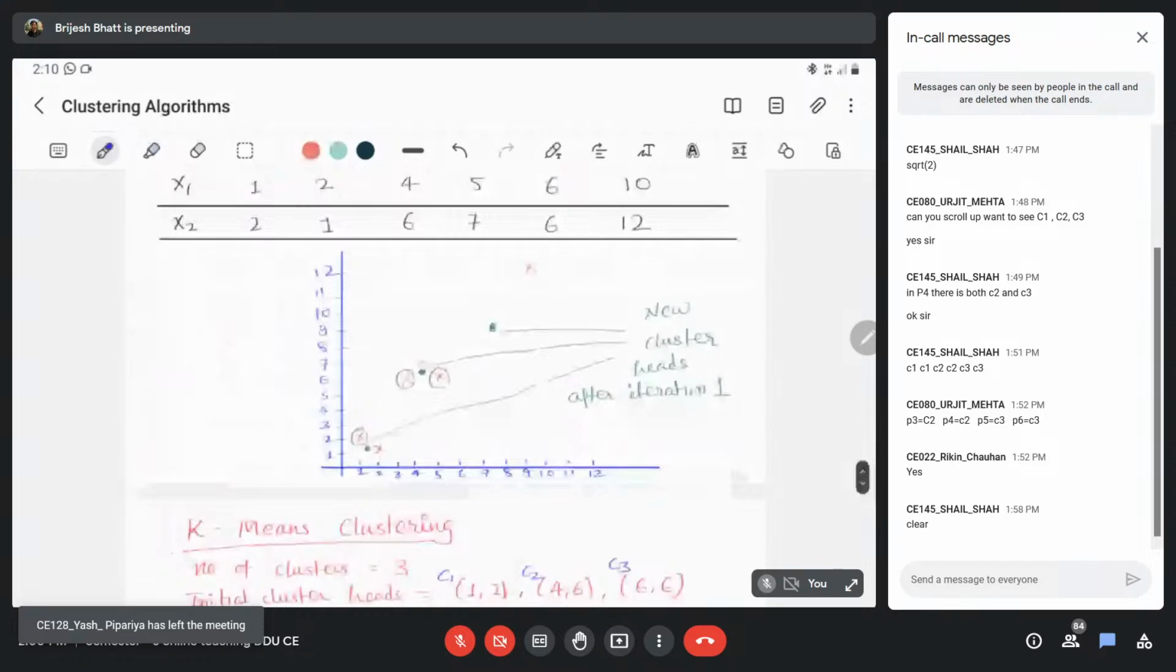Is this clear? Are you with me on this? Any questions, or is this clear?